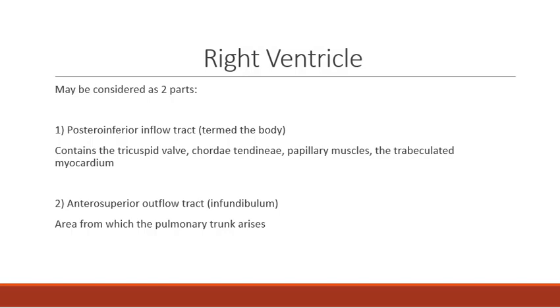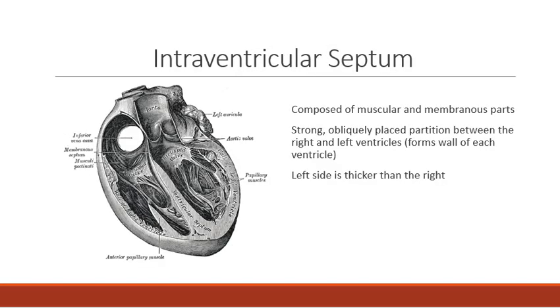Pressures within the right ventricle are lower than the left. The diastolic pressure ranges from, again, 0 to 8 millimeters of mercury, and systolic pressures range from 15 to 30 millimeters of mercury. The interventricular septum, composed of a muscular and membranous part, is a strong obliquely placed partition between the right and left ventricles. It forms the wall of each ventricle. The left side is thicker than the right. The thicker left makes sense because blood pressure is higher in the left ventricle, so we would need a stronger muscle to pump blood out.